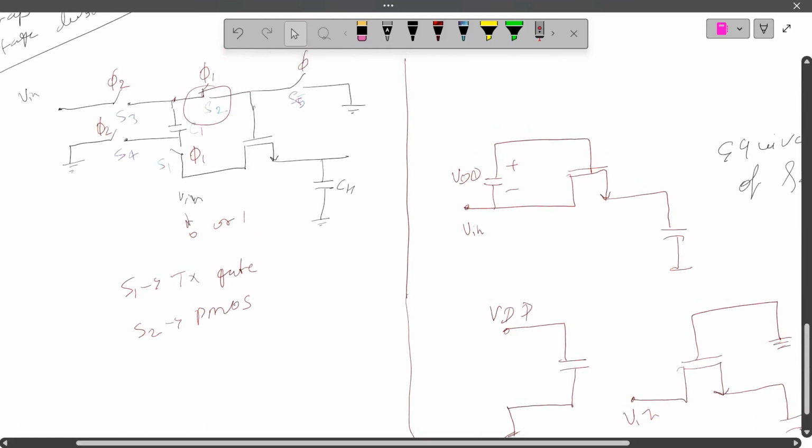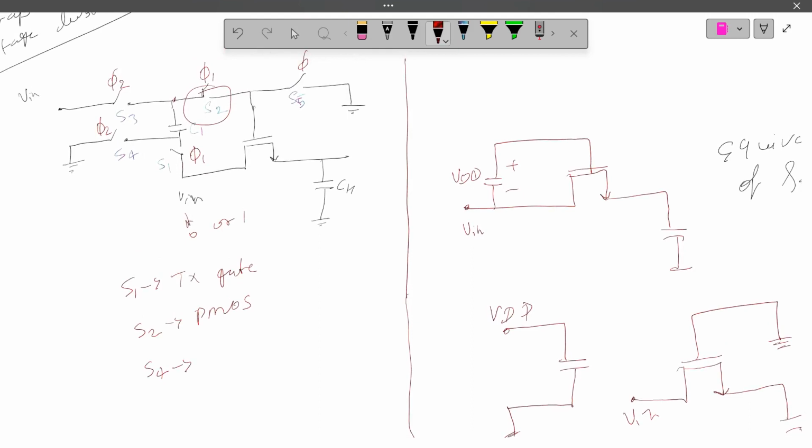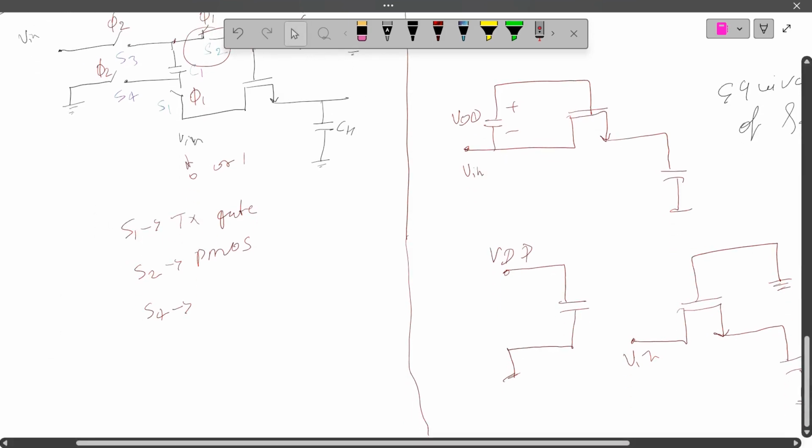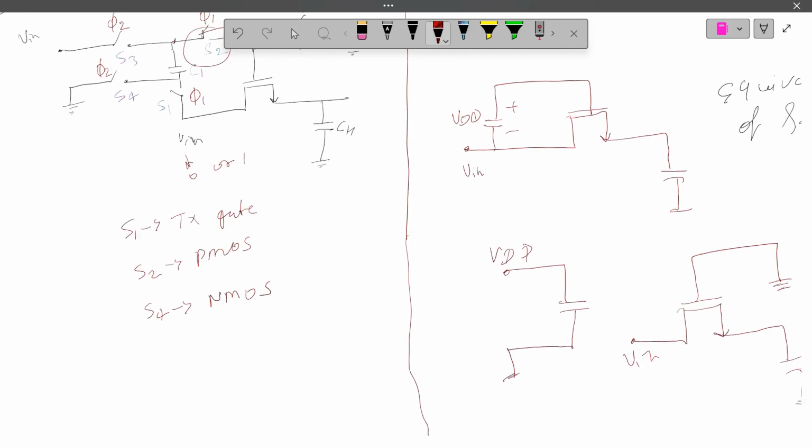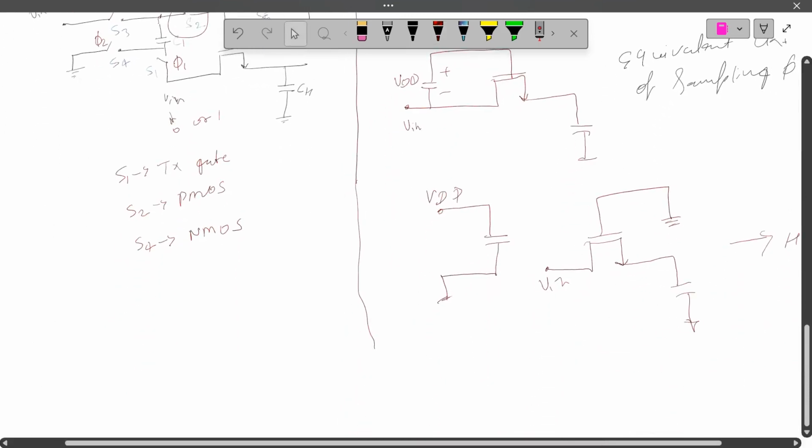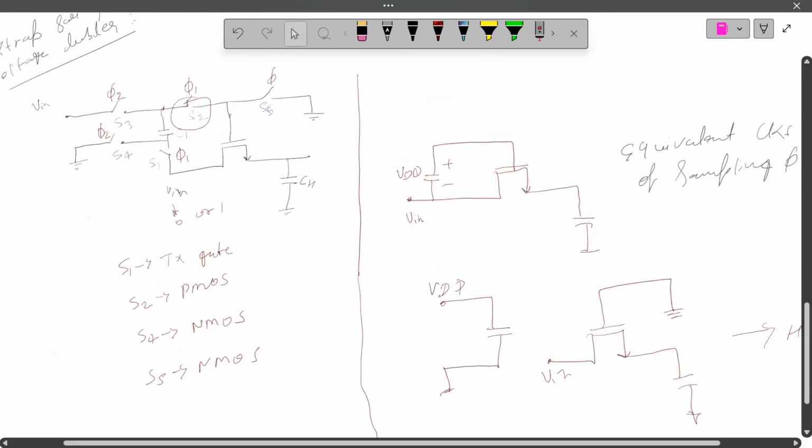Let's come to the S4. S4 is the path where we are going to discharge the capacitance, meaning it helps to flow the current. Which device is good for discharging the value? NMOS. So we put the S4 switch as a NMOS, and same for the S5, which is also discharging. So S5 is NMOS.